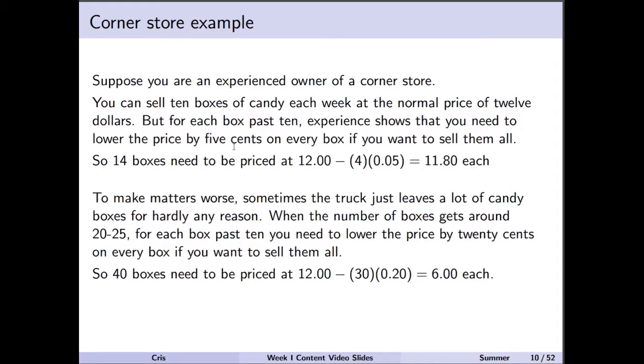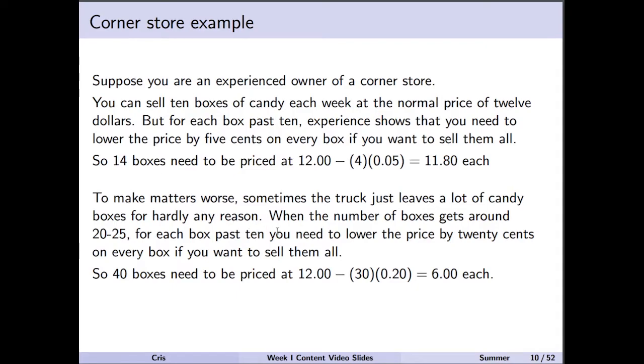So 11 boxes of candy, we have to lower the price by 5 cents. It won't be $12, it'll be $11.95. 14 boxes need to be priced. Well, we need to knock off 20 cents. We need to price them all at $11.80 if we want to sell them all. Okay.